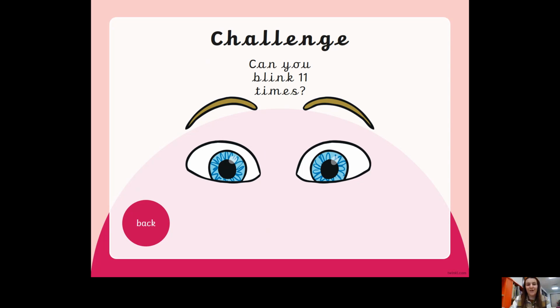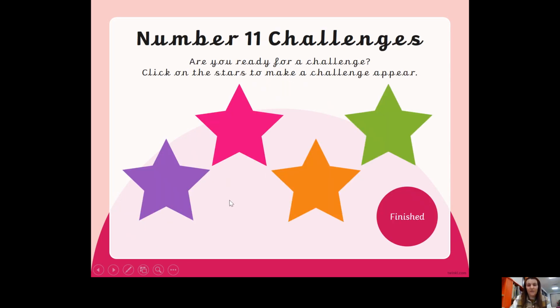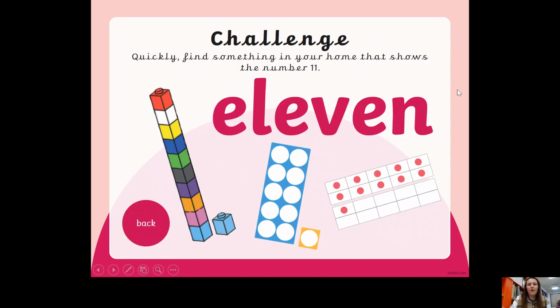Okay. Are you ready? Let's do it together. We're blinking 11 times. Ready, steady, go. 1, 2, 3, 4, 5, 6, 7, 8, 9, 10, 11. Oh, I don't know about you, but that made Miss Shivens' eyes go a little bit funny. What's the orange challenge? Should we find out? Oh, we've done the orange challenge already. What's the green challenge? Aha.